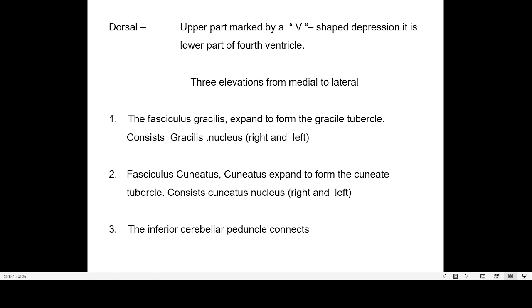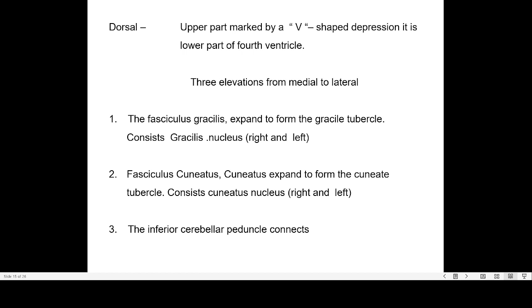Then in the dorsal aspect, that is posteriorly, it is marked by a V-shaped depression. This V-shaped depression is the lower part of the fourth ventricle, you can take it as the lower half of the floor of the fourth ventricle. Here there are three elevations from medial to lateral. These are again groups of nuclei.